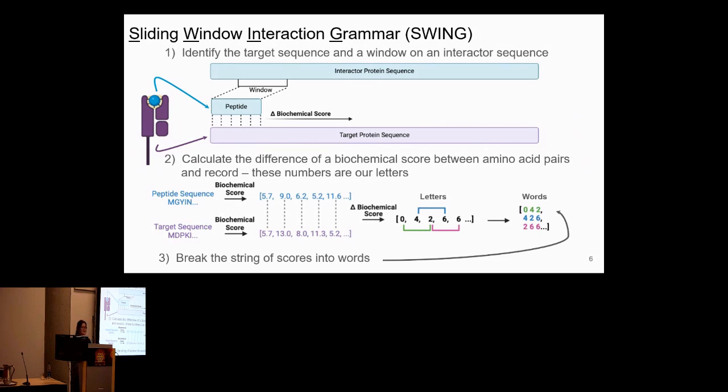Now that we have these delta biochemical scores, we'll break the scores into k-mer-sized subsequences. In a language context, you can think of the interaction as being like a document, these individual scores are like letters, and then the k-mers are like the words in that document. The final result of the language generation is a set of k-mers that represents each of the interactions.